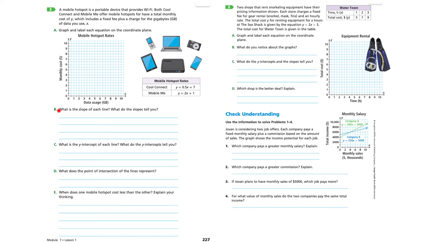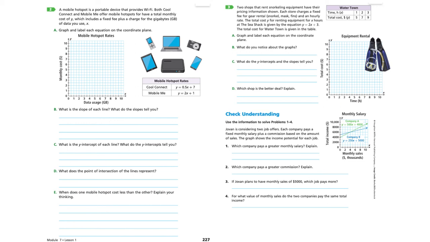And here they're asking you, what does the slope tell you? What do the y-intercepts tell you? And then D, what does the point of intersection of the lines represent? So think about that and write your answer. E, when does one mobile hotspot cost less than the other? And they want you to explain your thinking, your reasoning there. So pause the video here, work on number 2, and then we can go on to number 3.